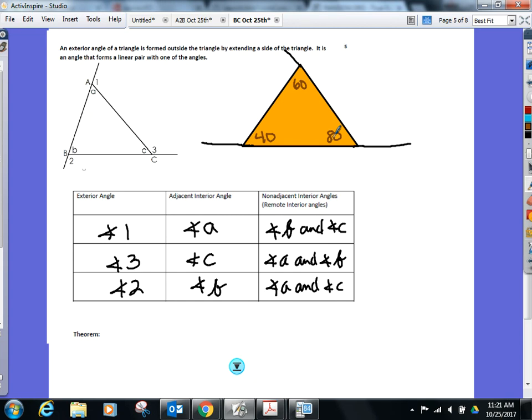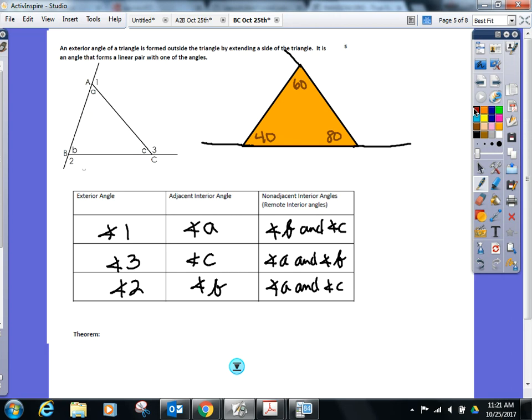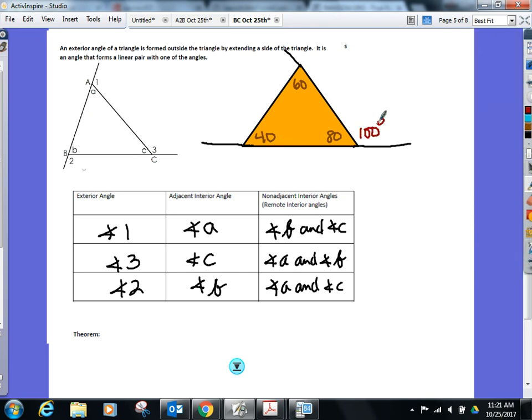Can you guys find each angle's exterior angle? Like at 80, what's going to be the exterior angle? Well, what do you know about these two? What do they look like? They're linear pairs. Linear pairs are supplementary. So what's next to the 80? 100 degrees. Yep. What's going to be the exterior angle at 40? 140. And then at 60, 120.